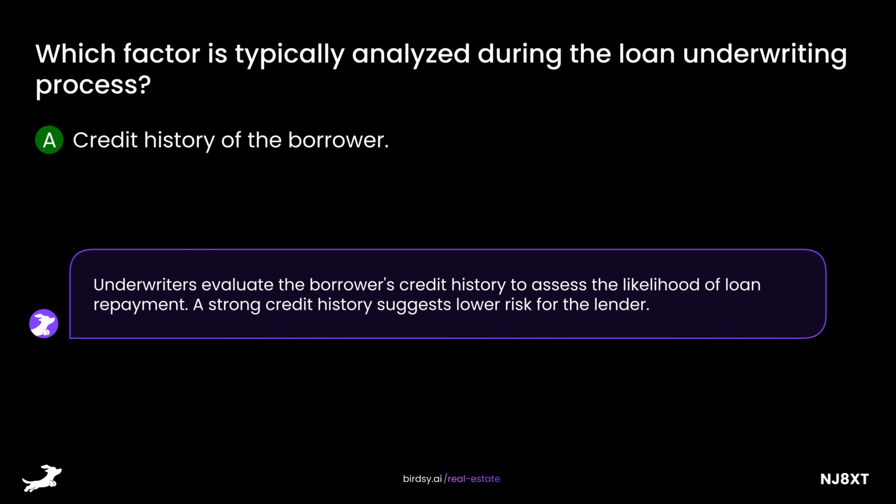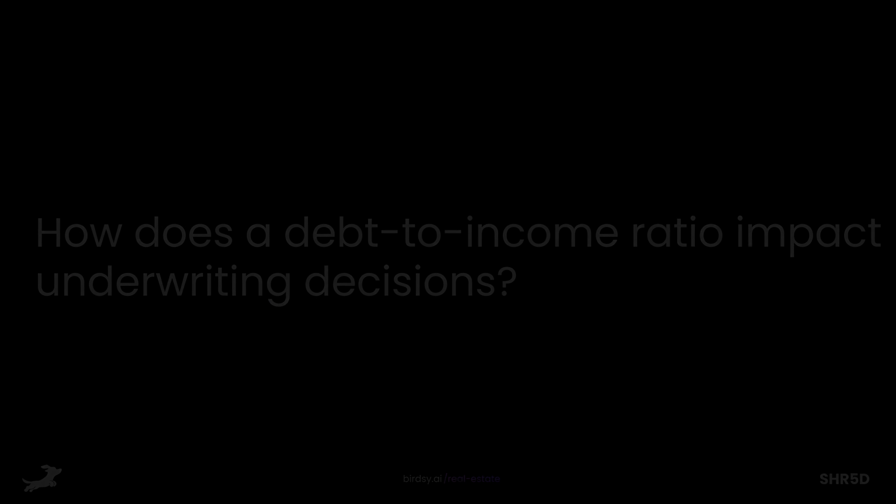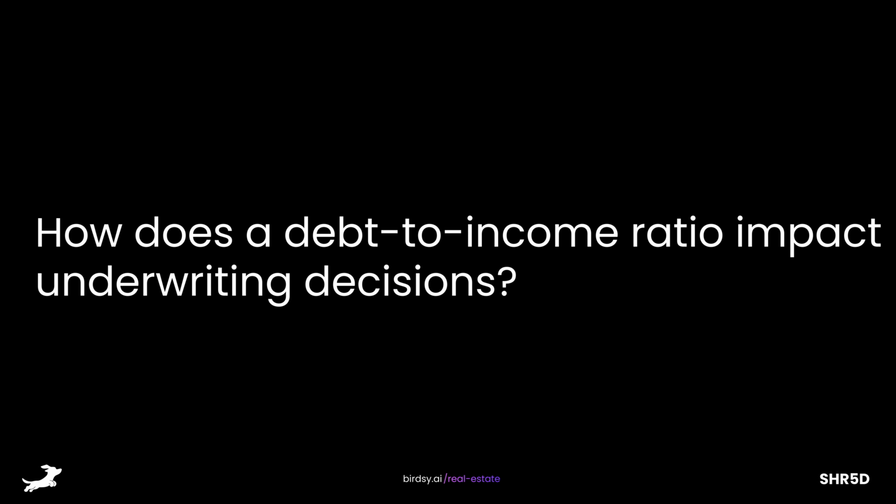Underwriters evaluate the borrower's credit history to assess the likelihood of loan repayment. A strong credit history suggests lower risk for the lender. How does a debt-to-income ratio impact underwriting decisions?